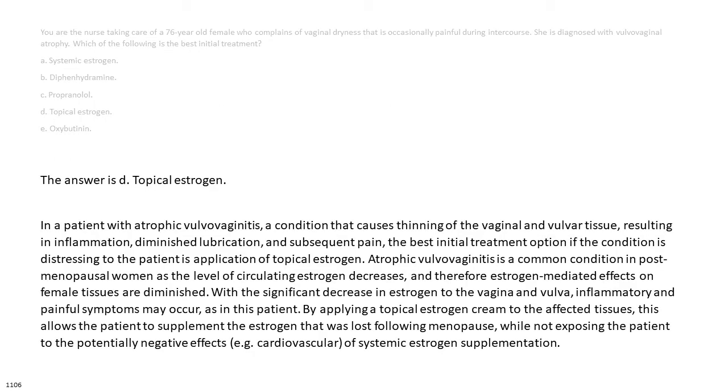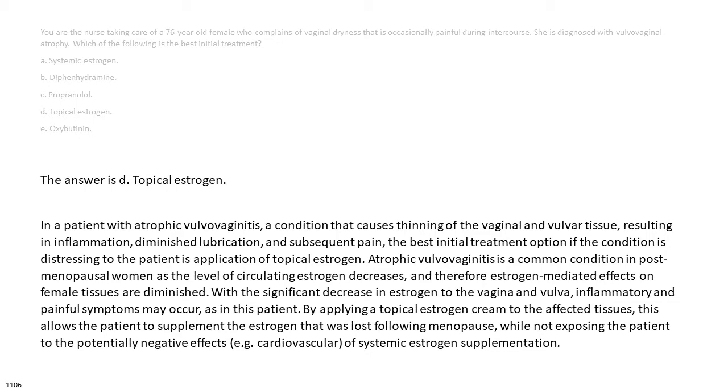The answer is D. Topical estrogen. In a patient with atrophic vulvovaginitis, a condition that causes thinning of the vaginal and vulvar tissue, resulting in inflammation, diminished lubrication, and subsequent pain, the best initial treatment option if the condition is distressing to the patient is application of topical estrogen.